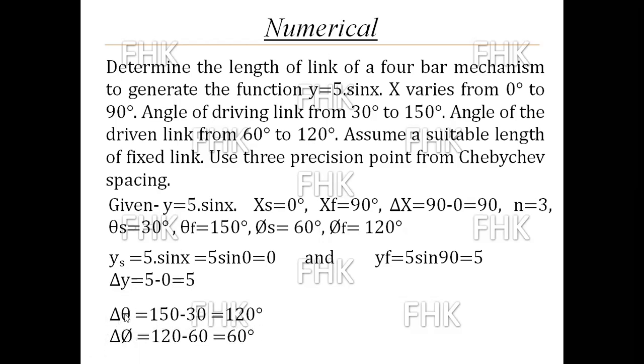Now to find delta theta. Delta theta is equal to the difference of final theta minus starting theta. So final theta is given 150 degree and starting theta is given 30 degree, which is inclination of input link. 150 minus 30 is equal to 120 degree, which is the value of delta theta. Now delta phi is equal to final phi, which is given 120 degree, minus starting phi, which is 60 degree. 120 minus 60 is equal to 60 degree. That will become the value of delta phi.